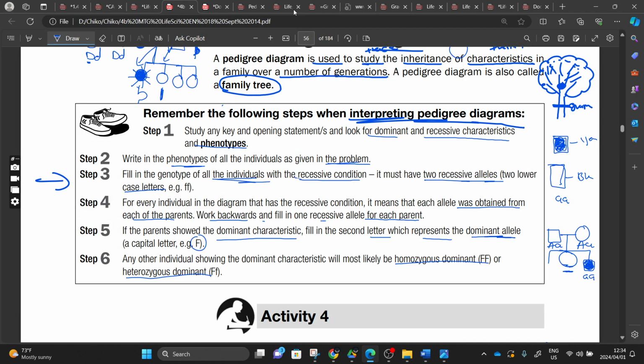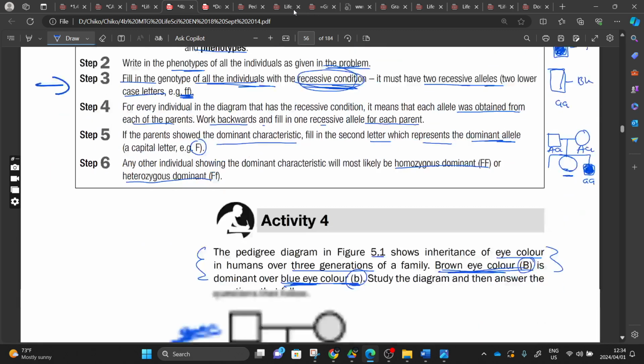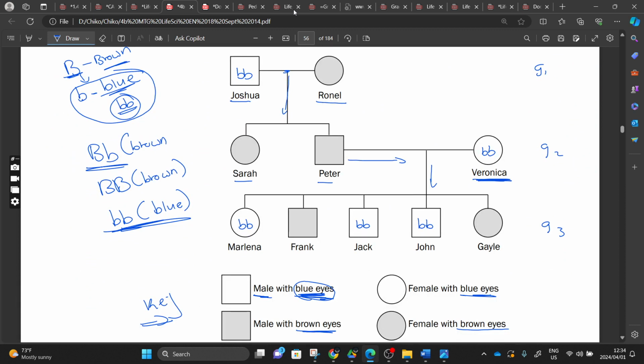Fill in the genotypes of all individuals with recessive condition. It must be small letter and small letter. And from there, we now know that these are shaded. It's either they have one capital letter or they have two capital letters.